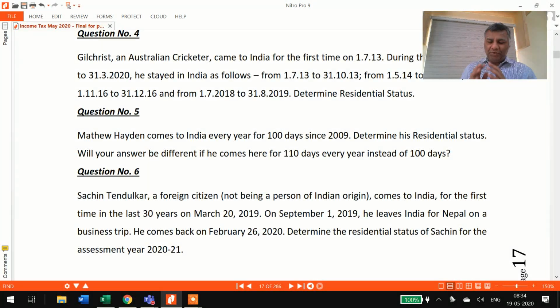Question number 5. Interesting question, my dear friends. Matthew Hayden comes to India every year for 100 days. Determine his residential status. Will your answer change if it is 110 days instead of 100 days? What is his RS if it is 100 days? What will be his RS if it is 110 days? Two answers you have to give. Your time starts now.